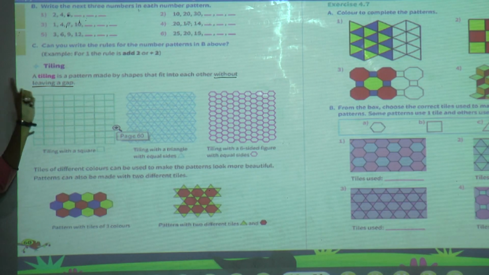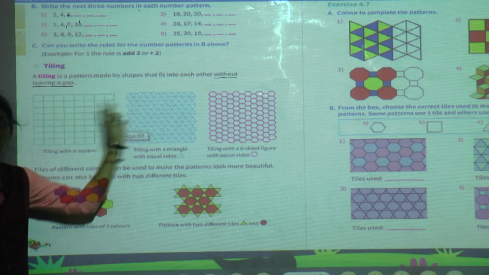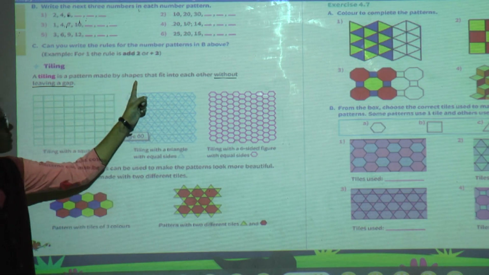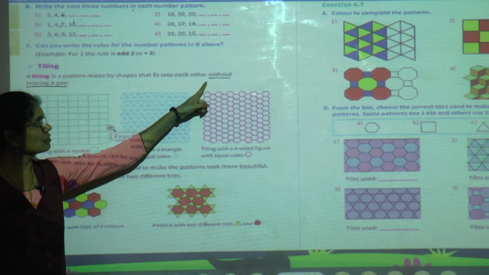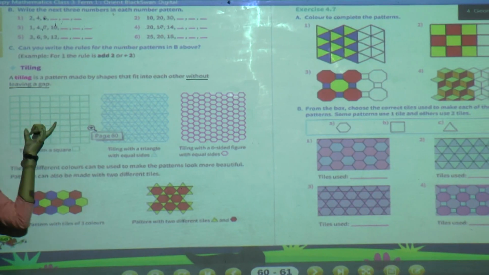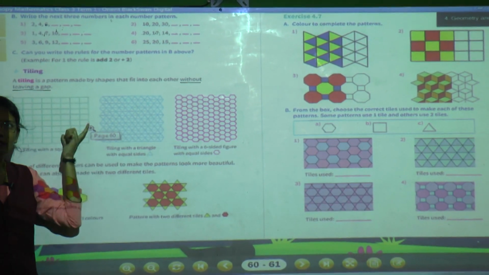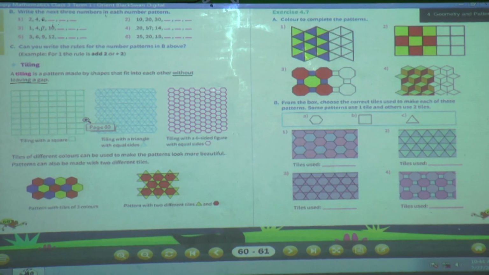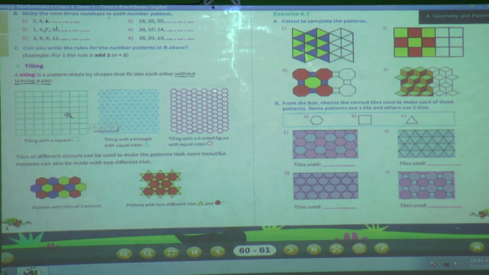What is meant by tiling? A tiling is a pattern. This is also a pattern. But the thing is made by shapes that fit into each other without leaving gap. Here see, here gap is not there. Without leaving gap, if we will fit all the shapes together, then we will get a tiling.